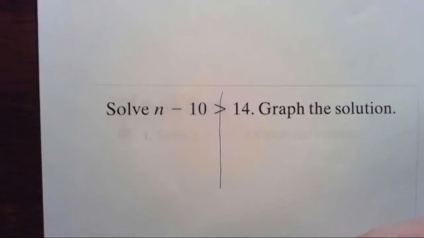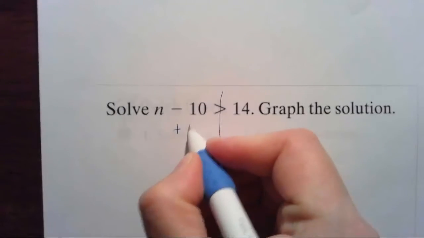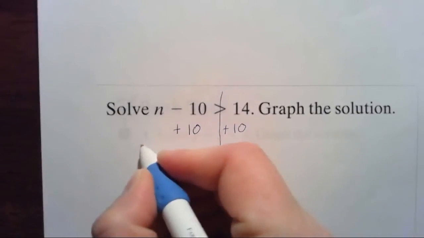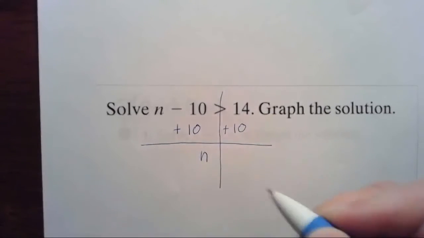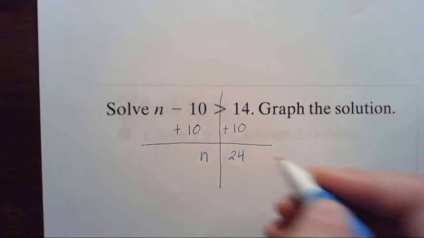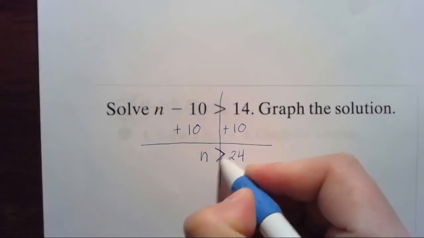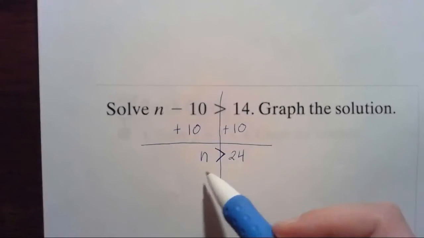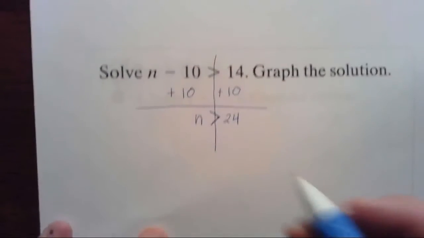Okay, I'm going to separate my left side from the right side. I want to have n by itself. Right now I have negative 10 on my left side, so I'm going to add 10. Whatever I do to one side, I'm going to do to the other side. That allows me to get rid of 10 and have only n on my left side. And 14 plus 10 is 24. What sign am I going to use? The same as above, greater than. So my inequality is n greater than 24. What numbers are greater than 24? 25, 26, 27, and so on.